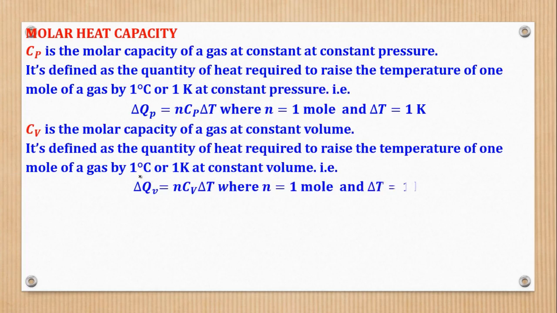That means that dQ at constant volume is given by n Cv. So here it was Cp. Here it is Cv because it is constant volume. So don't forget this. These symbols are standard. When you write Cp, it means molar heat capacity at constant pressure. When you write Cv, it means molar heat capacity at constant volume.